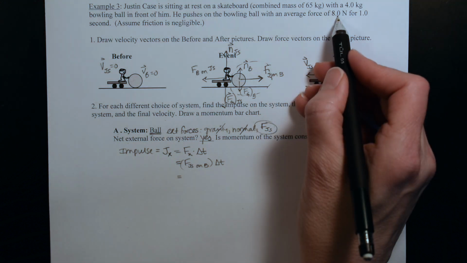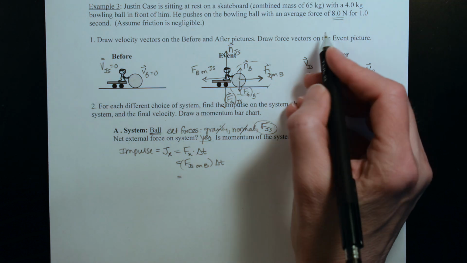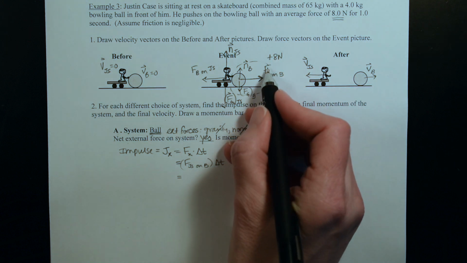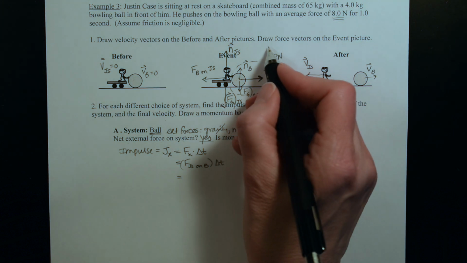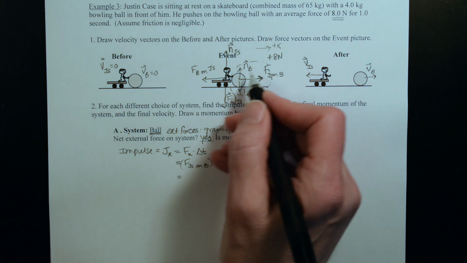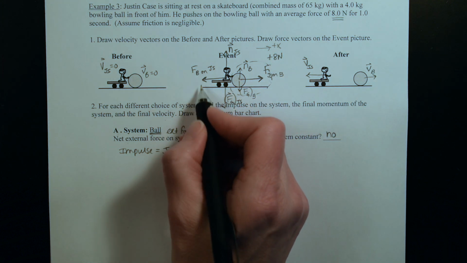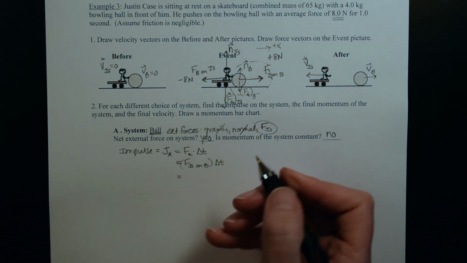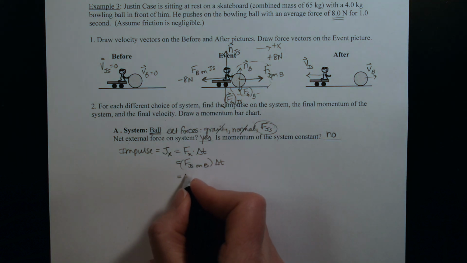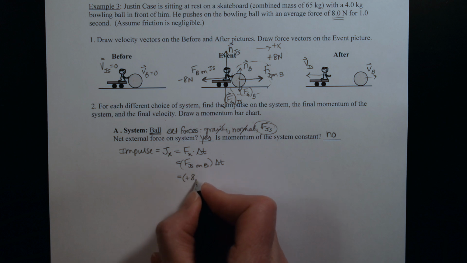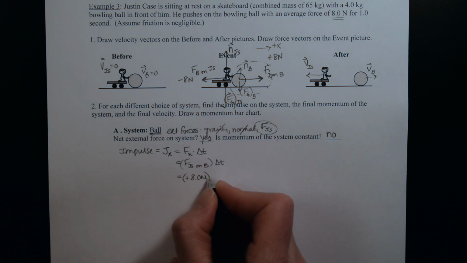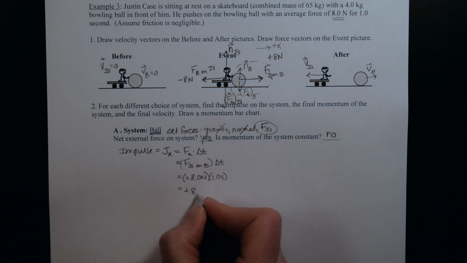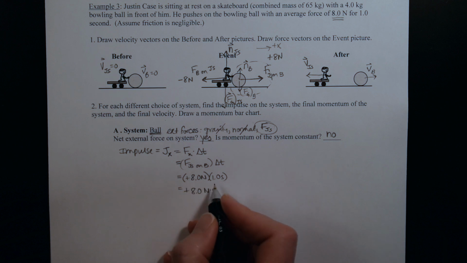What is that force? It is 8 newtons. And then I want you to think, is it positive or negative? This is positive because it's to the right, and I'm defining the right as my positive x direction. This force, the ball on Justin and the skateboard, would be negative 8 newtons. So for the ball, it's positive 8 newtons. And the time is 1 second. So the impulse is positive 8 Newton seconds.